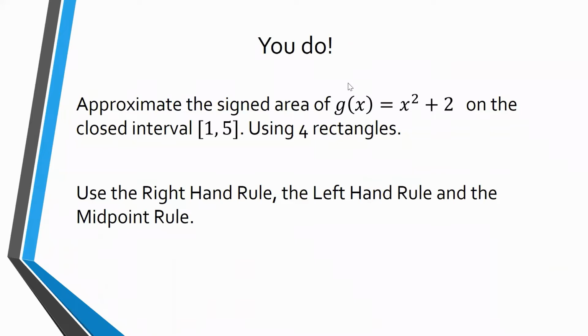I hope you calculated the signed area, or rather approximated the signed area of the function g of x on the closed interval from 1 to 5 using 4 rectangles, and utilizing the right, the left, and the midpoint rule. If you haven't done so, make sure you try this on your own. At this point, I'm going to show you how this is done.